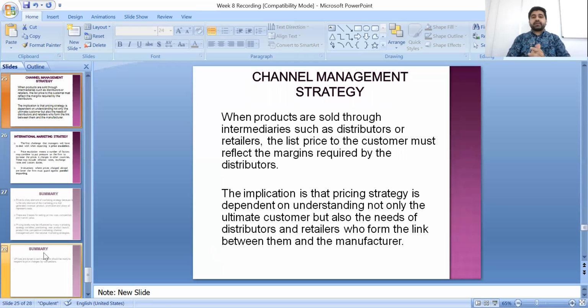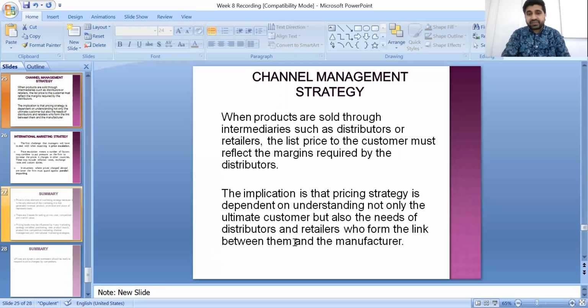Channel management strategy. All companies, when they are setting up pricing, keep in mind the cost of intermediaries, the cost of distributors, and then they add up all costs, and then they offer a final price to the market. So here we can see when products are sold through intermediaries such as distributors and retailers, the list price to the customer must reflect the margin required by the distributors. Yes, there must be margin when we are selling product through these distributors.